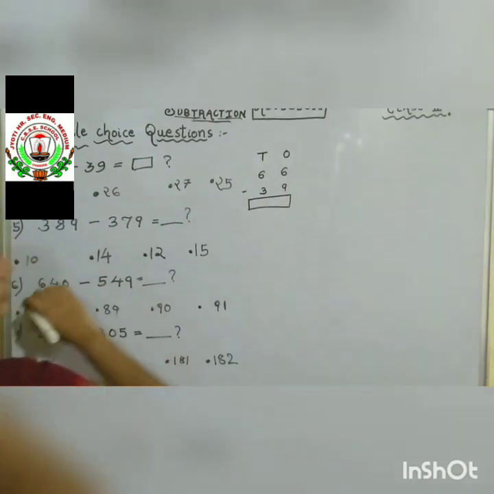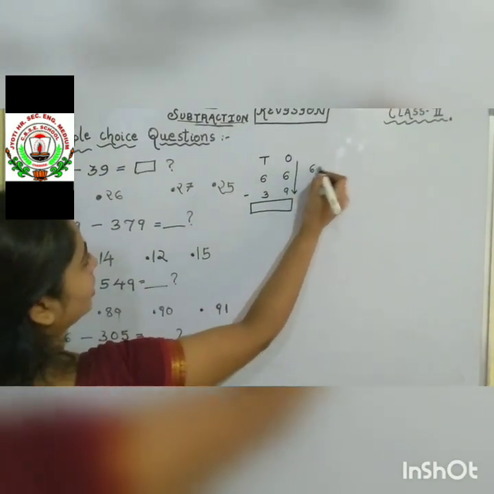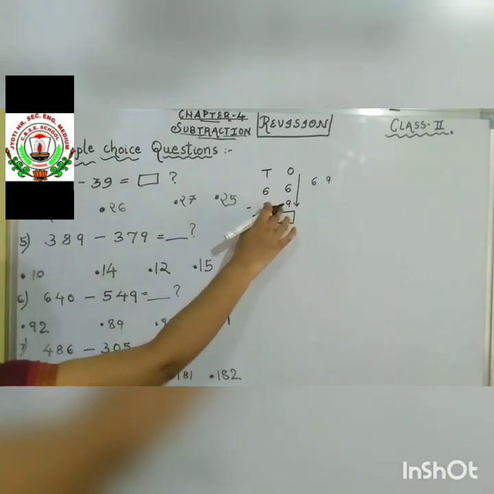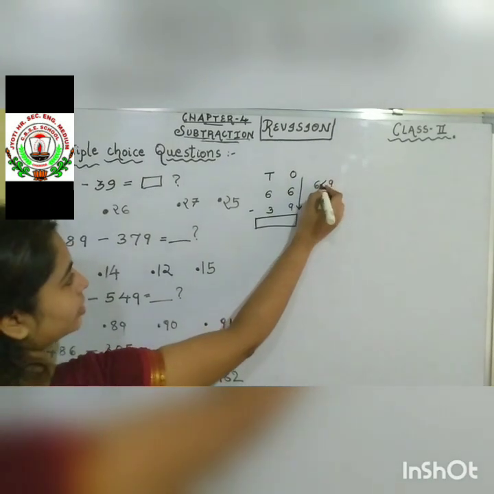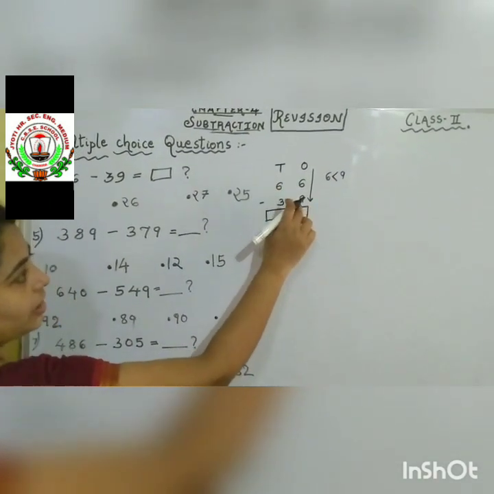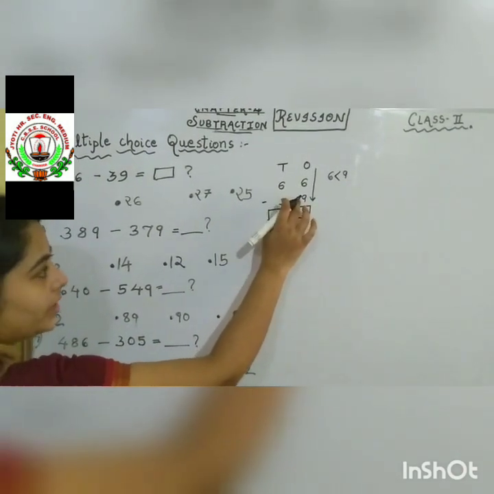Now let us do it. Starting from the ones place, we have the numbers 6 and 9. Which one is greater, children? Is 6 greater or 9? 9 is greater. So in this case, it will not be possible to deduct 9 from 6. From 6, we can't subtract 9.